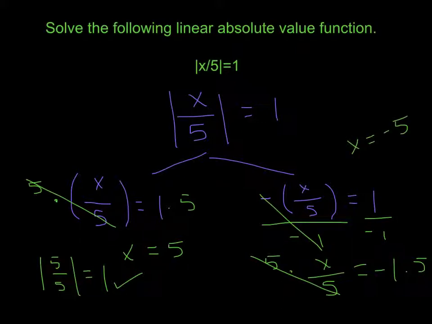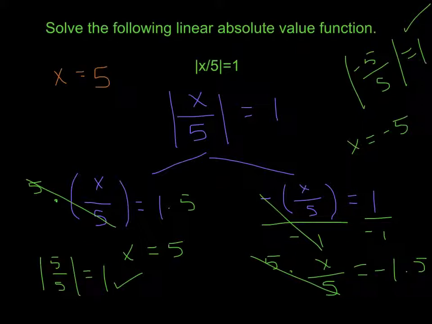So if I plug that back in, negative 5 divided by 5 is negative 1, but the absolute value of that is positive 1. So that checks out. So the solutions that satisfy this linear absolute value function are x equals 5 and x equals negative 5.